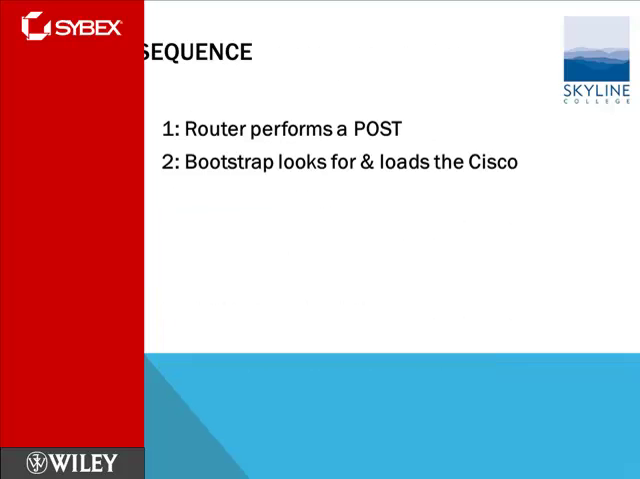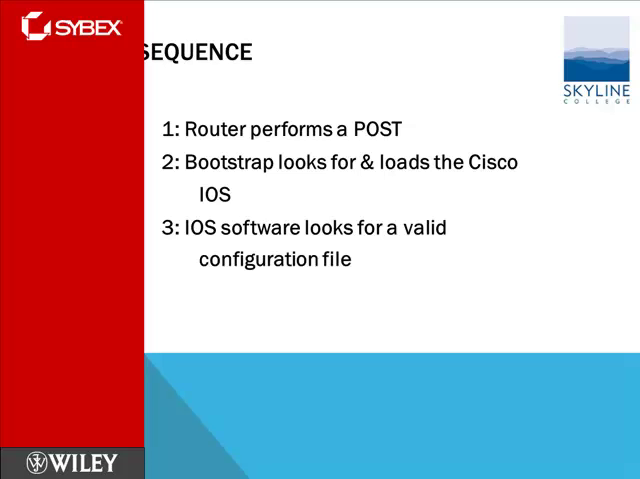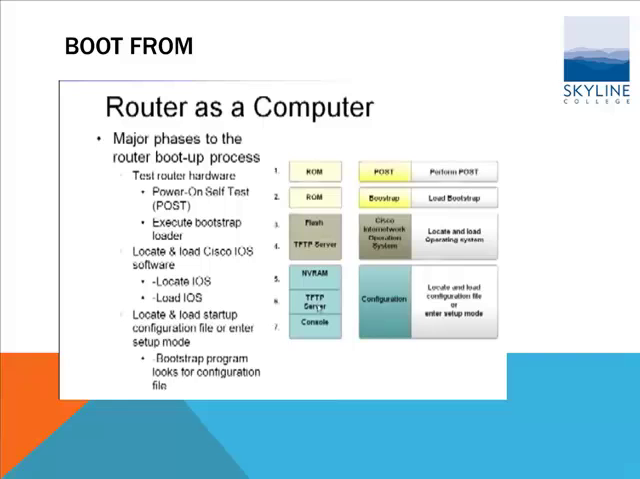So the sequence, again: the router performs POST. The POST looks for and loads the IOS. The default configuration register, 2102, will tell it to look for the IOS in flash memory and look for the startup configuration file in NVRAM. So the IOS software looks for a valid configuration file. The configuration file, again, is in NVRAM. The startup config from NVRAM is loaded. This is an out-of-focus picture of where these things come from.